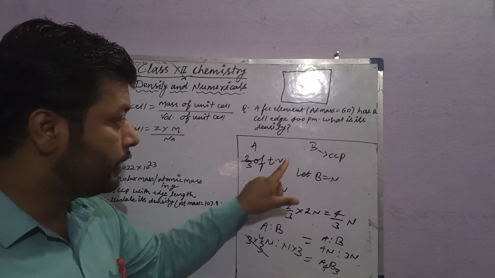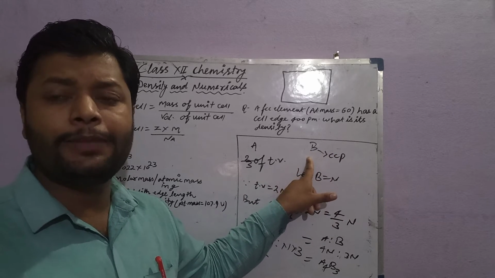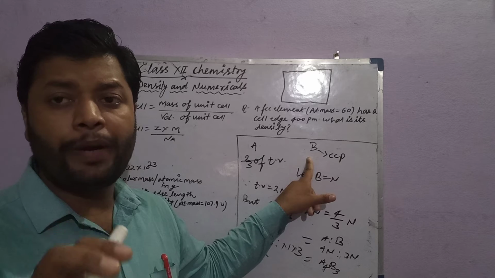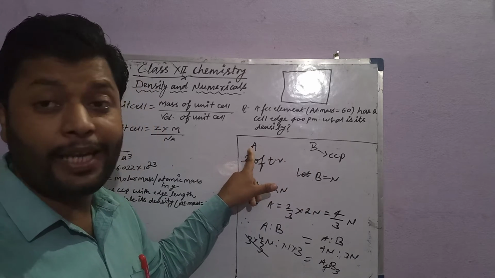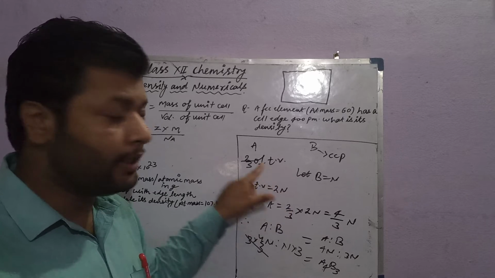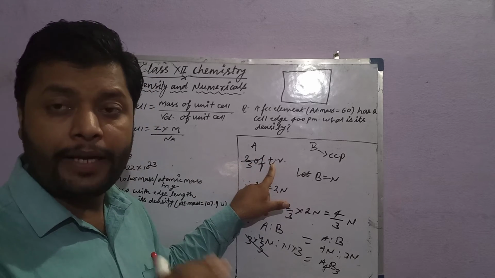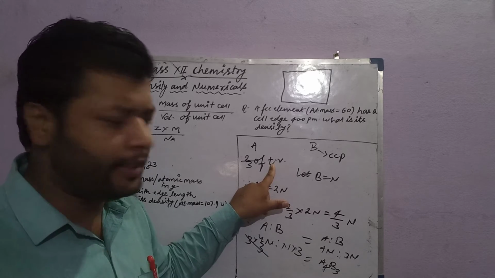I am repeating. B forms CCP. So B must be anions, because anions form the unit cell and occupy lattice sites. A must be cation because A occupies the tetrahedral voids. But the twist is that only 2/3 of the tetrahedral voids are occupied by A and the remaining will be vacant.